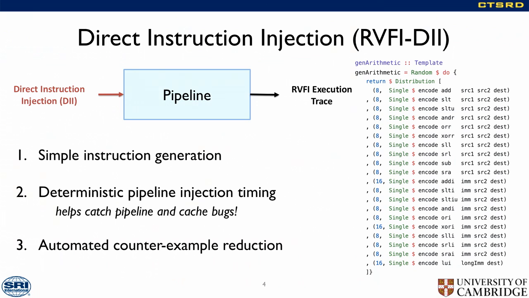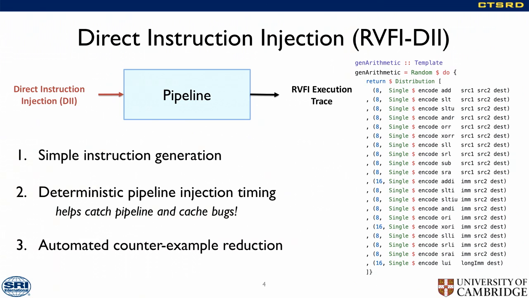Okay, so our approach requires instrumentation of the pipeline. And it builds on Clifford Wolf's RVFI interface, which is the RISC-V formal interface, where the pipeline reports a rich trace that tells you all of the state updates due to that instruction. But we add another piece, DII, direct instruction injection, where we can have a test generator produce instruction sequences and feed them directly into the pipeline.